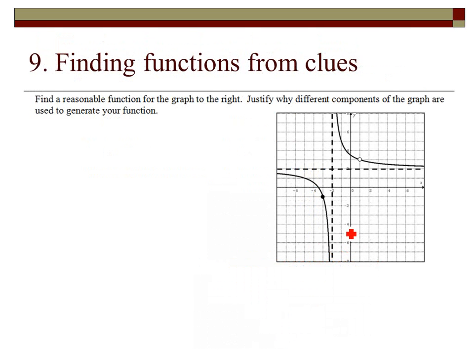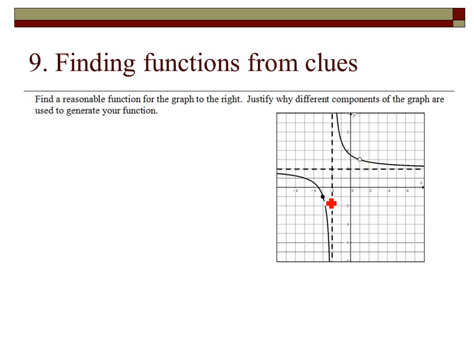Okay. Now we're going to find the function based on the graph. So let's take a look at our clues right here. Well, I have an asymptote at -2, and that's at x equals -2. At y equals 2, I have a horizontal asymptote. I have a hole here at the point 1, 3.